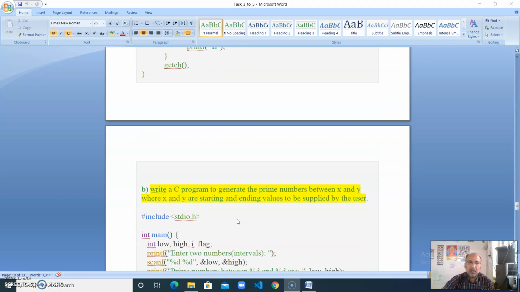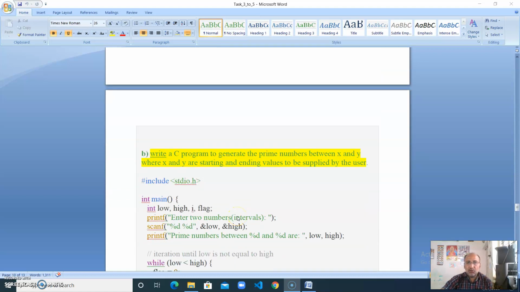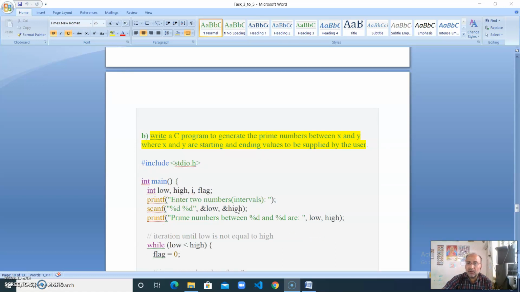Now, the B question. Write a C program to generate the prime numbers between x and y. What exactly is a prime number? A number that is divisible only by 1 and itself is called a prime number. Now we have to generate the prime numbers between x and y. Suppose the user gave x equals 1, y equals 20. In between, what are the prime numbers? We have to generate that.